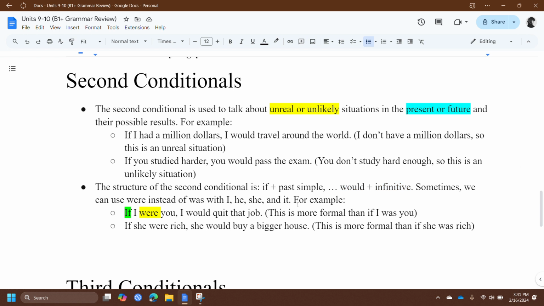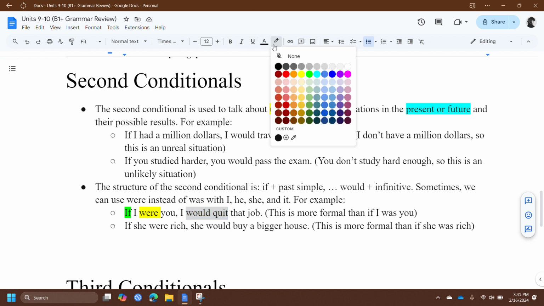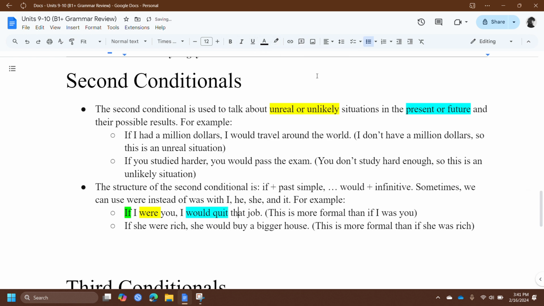But the small difference is that if you're using were, it's more of a hypothetical situation, unreal in this case, and was, use it with actual things that actually happened. Okay? So, for example, if I were you, I would quit my job. So, okay, this was the main clause, would plus the infinitive, or would plus verb number one. I would quit that job. This is more formal than if I was you, and also we use it because it's unreal.